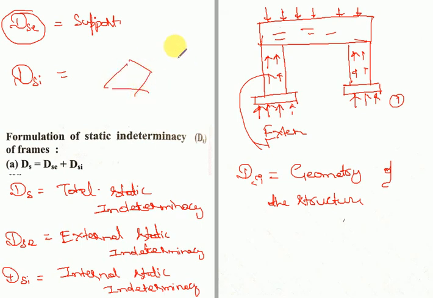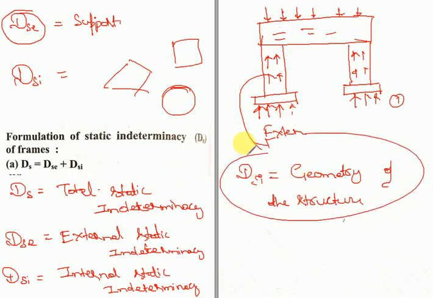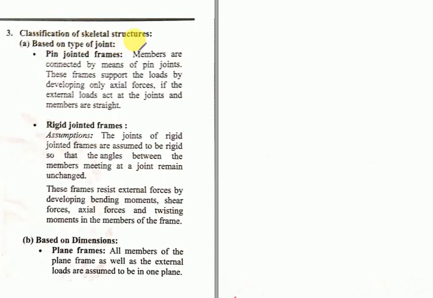Sometimes the column will be given rectangular, sometimes circular, sometimes square. So these are called the geometry of the structure. Depending upon this geometry, the internal static indeterminacy is dependent upon the structure. In order to find the external static indeterminacy, internal static indeterminacy and total static indeterminacy, we have certain basic formulas that I am going to explain, and I am going to give those formulas in the upcoming slides.